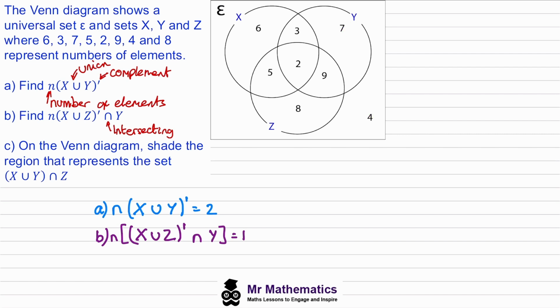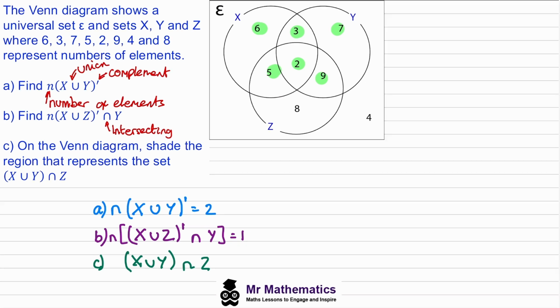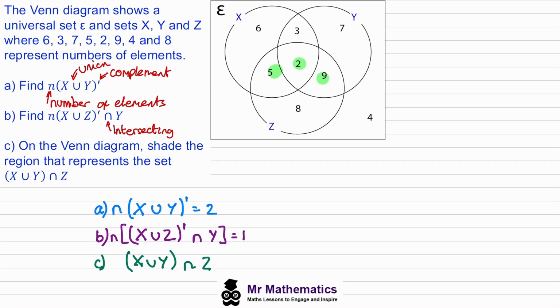Okay, so for part C, on the Venn diagram, shade the region that represents the set x in union with y intersecting with z. So we'll begin with x in union with y, which are each of these. But then this must be intersecting with z, which means we're only looking at the elements that are inside the z set. So we can discount the 6, the 3 and the 7. So the region is this one shaded in green. Okay, let's try another example.